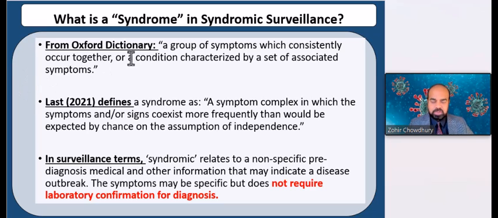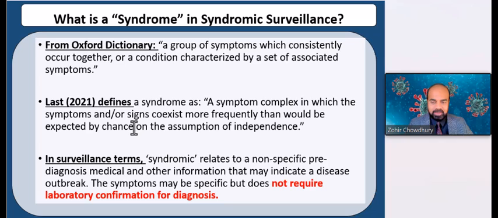The Oxford Dictionary defines syndrome. So we talk about syndromic surveillance. So what is a syndrome? The Oxford Dictionary defines syndrome as a group of symptoms which consistently occur together, or a condition characterized by a set of associated symptoms. Last 2021 defines a syndrome as a symptom complex in which the symptoms and/or signs coexist more frequently than would be expected by chance on the assumption of independence.